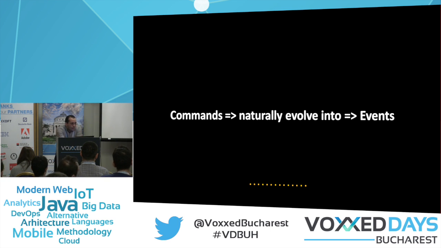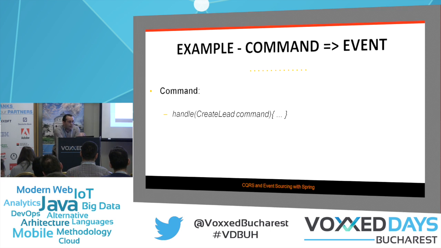The reason commands naturally evolve into events, and we'll see a quick example immediately, is that you have the command represented by a present tense verb. The present tense verb in this case is create lead. Now this can naturally be translated into a past tense verb, which is lead created. This is basically the event. This is the reason that commands very, very naturally evolve towards events.